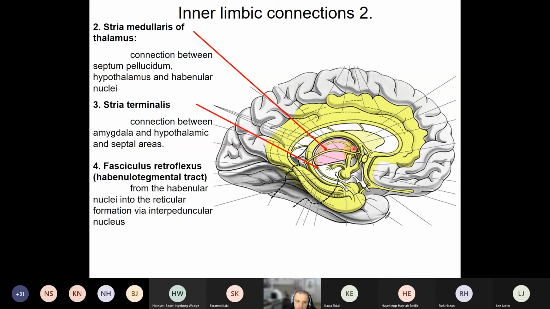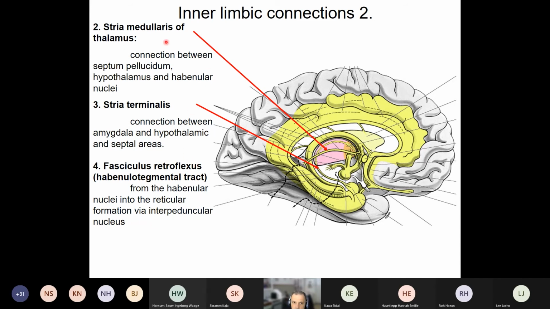to the environmental challenges. Then there is another tract which is not indicated in this scheme. From the habenular nuclei, there is a tract going down into the interpeduncular nucleus. It was indicated in that scheme I showed you earlier with the saliva production and the nutrition. This is called the habenulotegmental tract. Because of the curve of the tract, it's also called the fasciculus retroflexus. If you read this, it's also found in books.